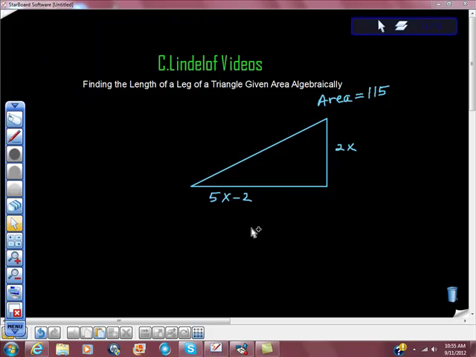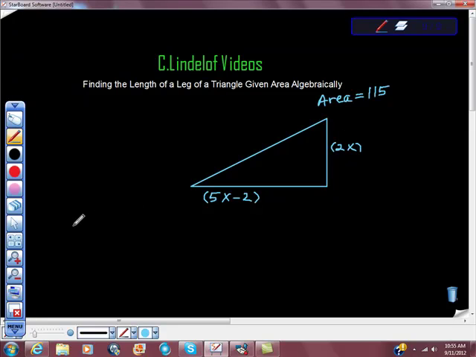Okay, a little bit of algebra and geometry together. Finding the length of the leg of a triangle given its area. So here we have this triangle, and it has a base of 5x minus 2, and it has a height of 2x.